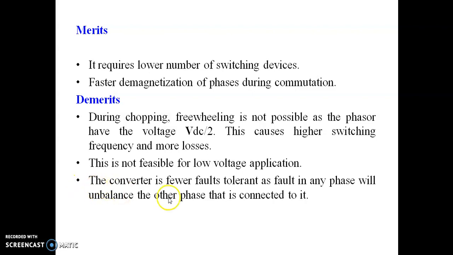And third point is, the converter is less fault tolerant, as a fault in any phase will unbalance the other phase that is connected to it.